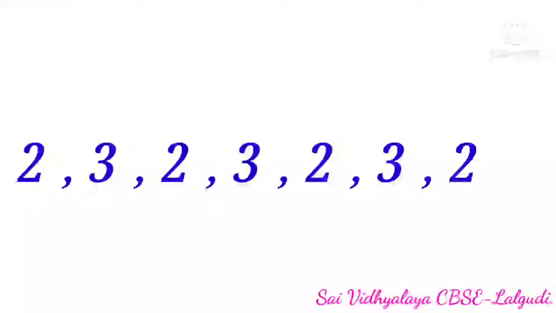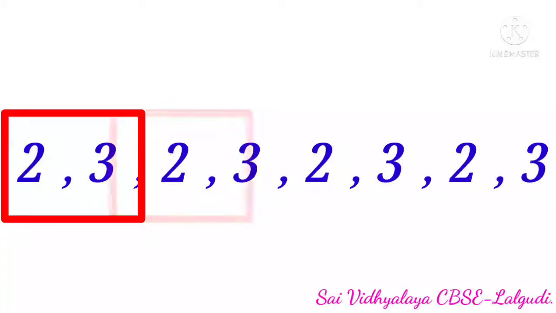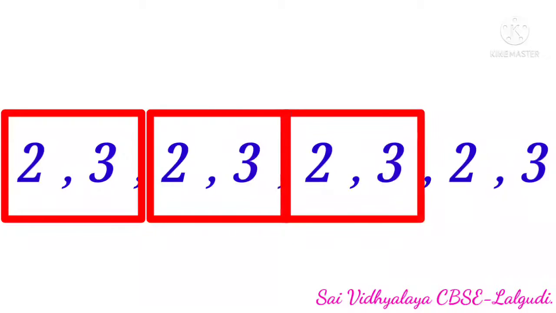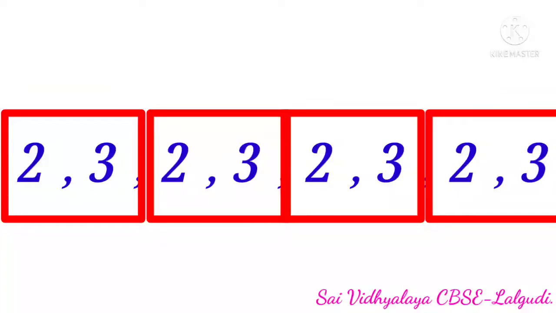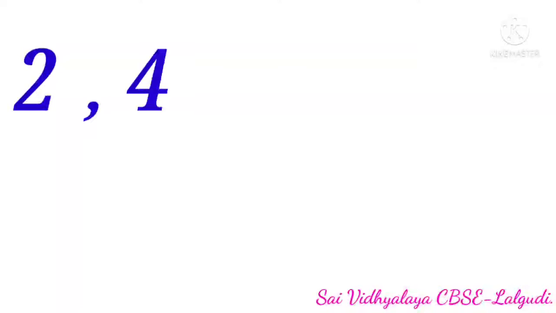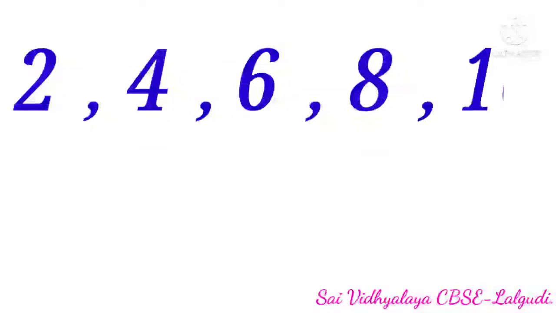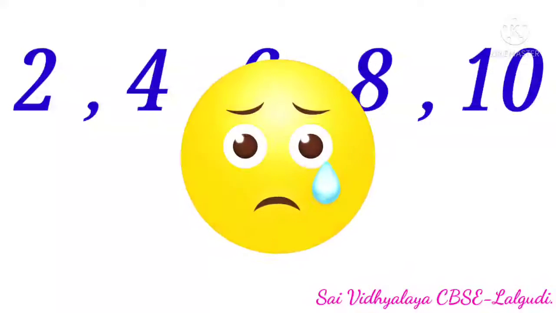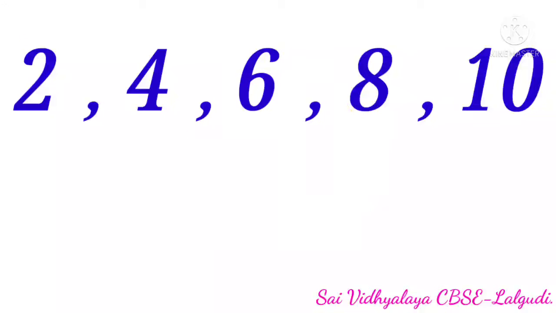Next, 2, 3, 2, 3, 2, 3, 2, 3. Here the numbers 2 and 3 repeated again and again to create this pattern. Look at the next one. 2, 4, 6, 8, 10. Here no numbers repeated again and again.